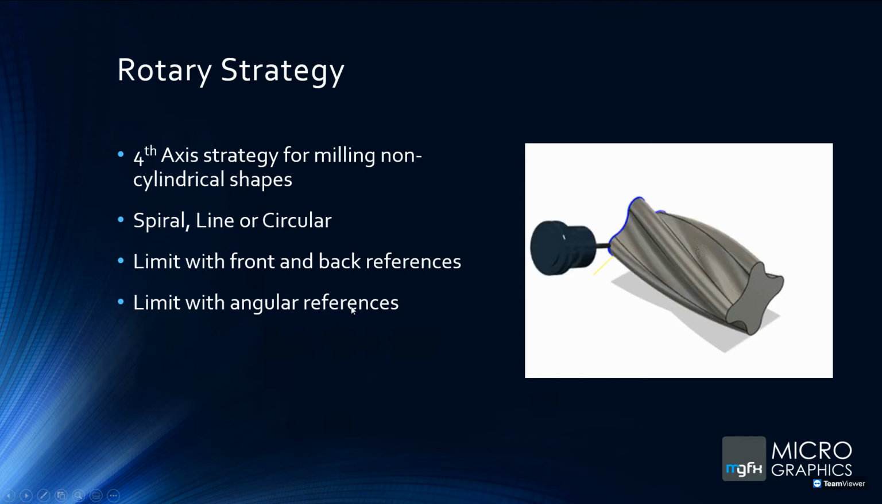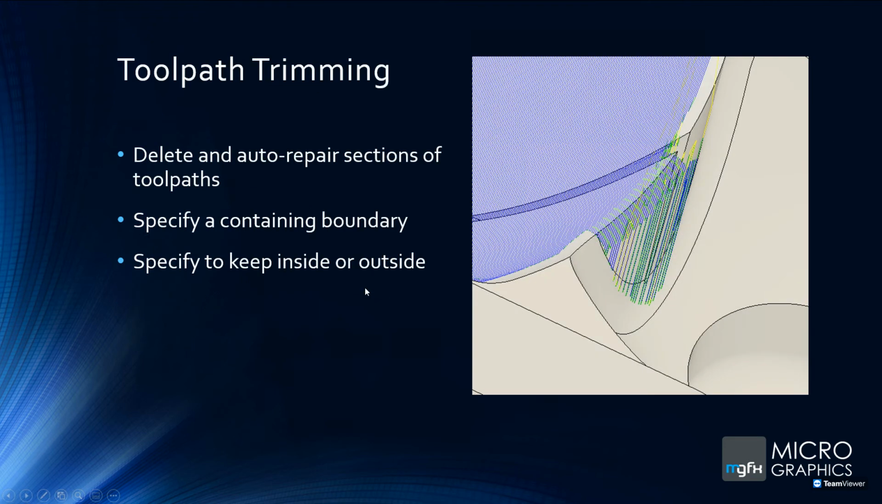With this, you can also limit the front and back references, so limit how much of that part is being machined using the strategy. And you can also limit radially with an angle, so you can limit a specific portion to be machined. The rotary strategy I'll cover in a short demo as well as the next one, which is toolpath trimming.